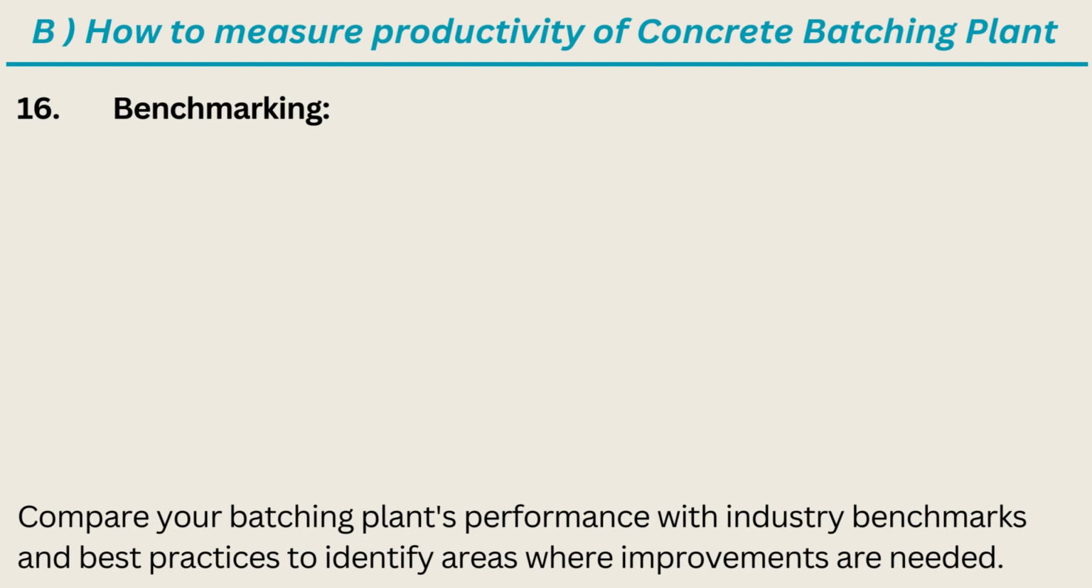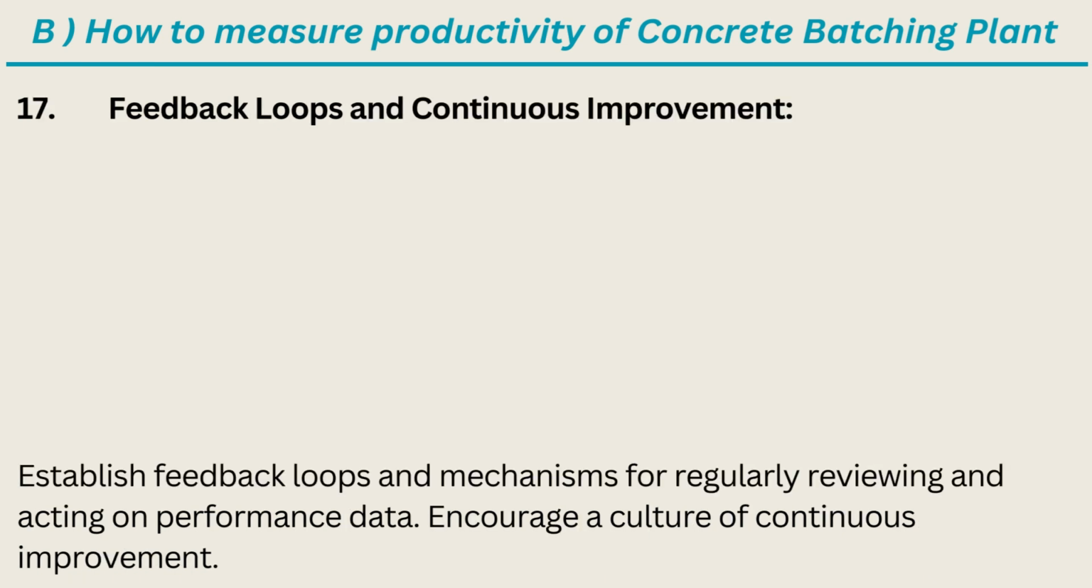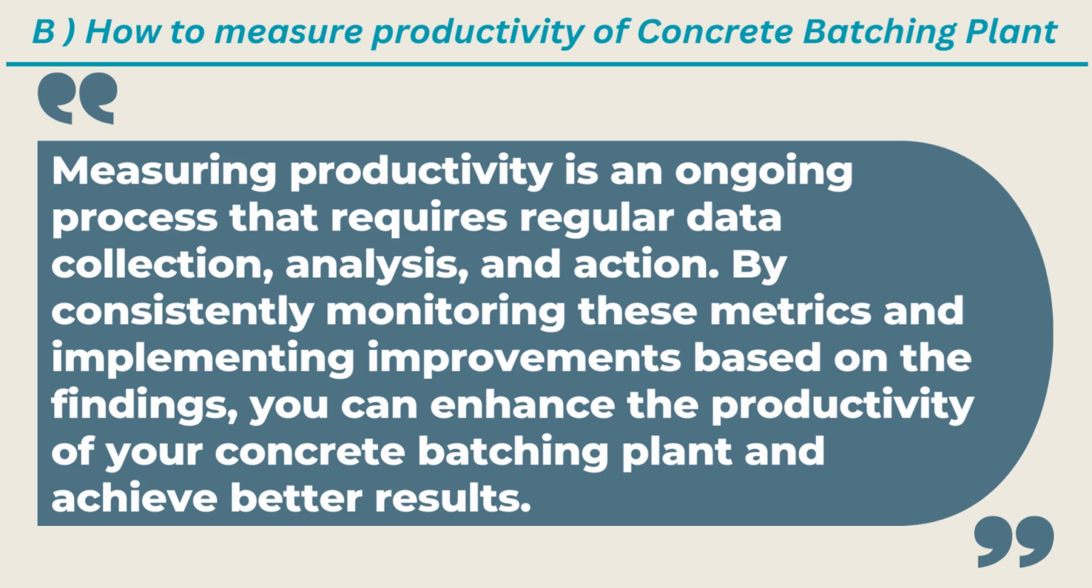16. Benchmarking. Compare your batching plant's performance with industry benchmarks and best practices to identify areas where improvements are needed. 17. Feedback loops and continuous improvement. Establish feedback loops and mechanisms for regularly reviewing and acting on performance data. Encourage a culture of continuous improvement. Measuring productivity is an ongoing process that requires regular data collection, analysis, and action. By consistently monitoring these metrics and implementing improvements based on the findings, you can enhance the productivity of your concrete batching plant and achieve better results.